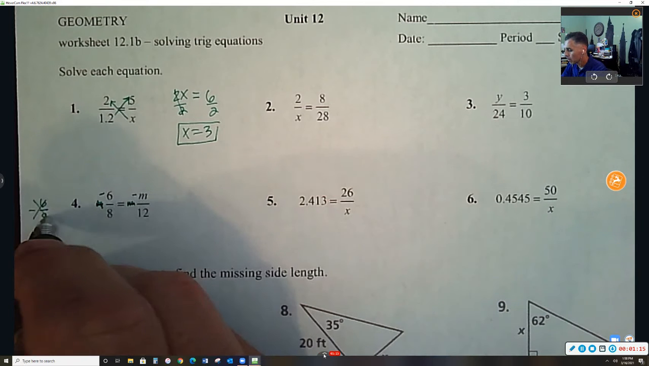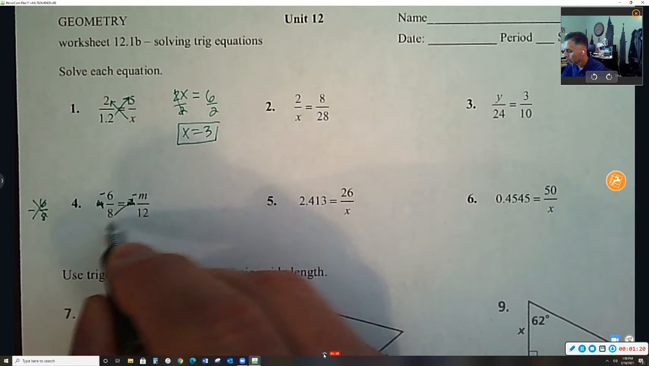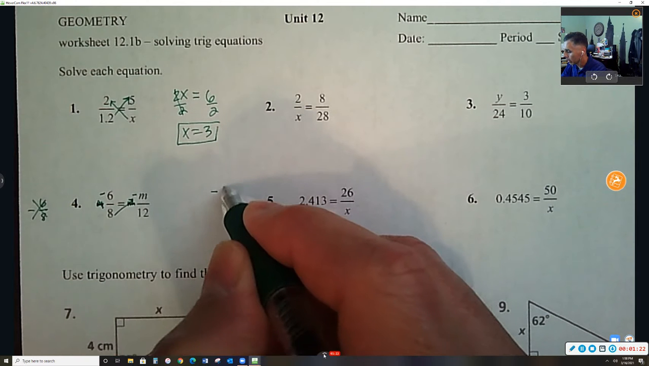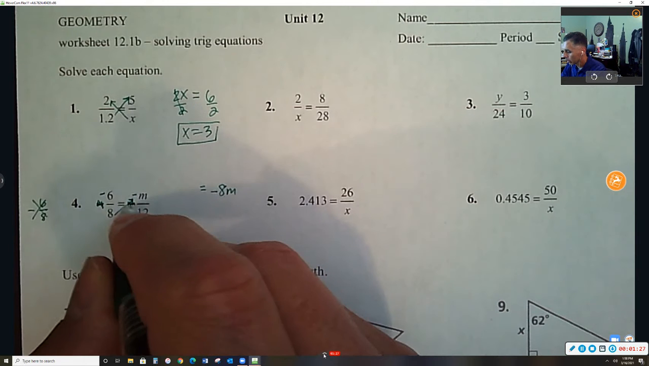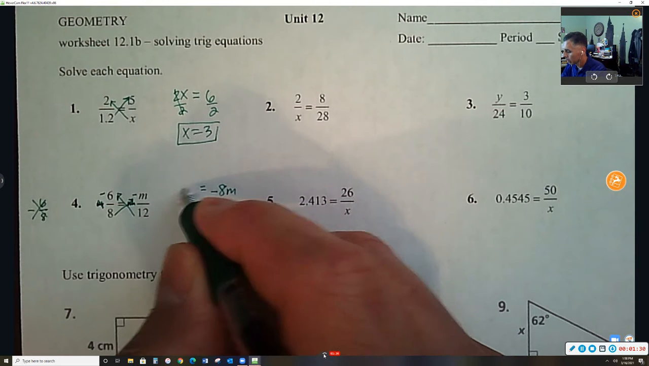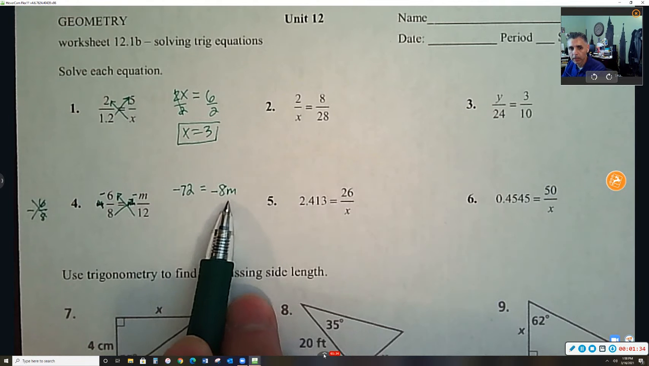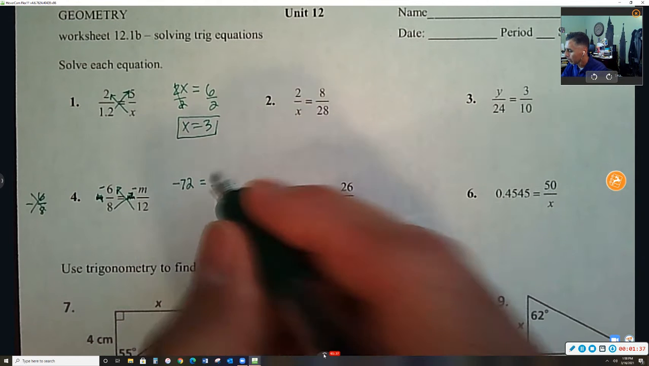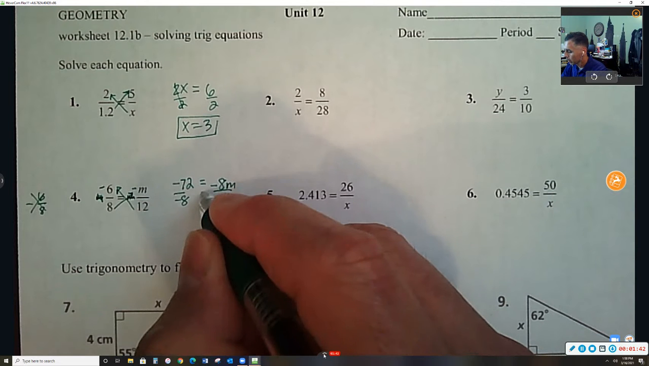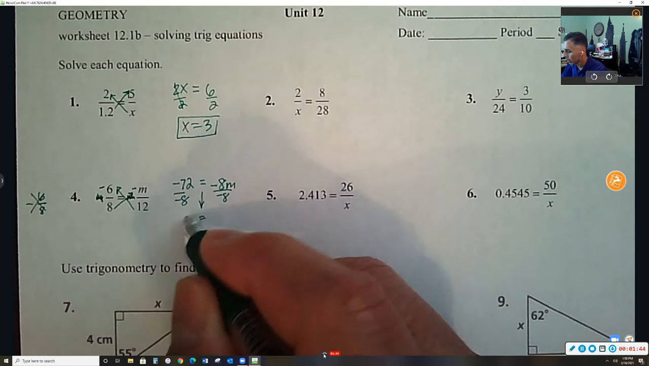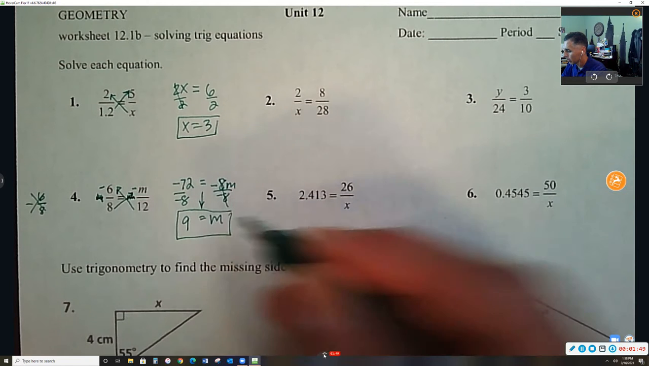Okay. So now when I do my cross products, I multiply 8 times negative n, that gives me negative 8n, and then 12 times negative 6, that's negative 72. My variables over here, I have negative 8 times n, so I'm going to divide both sides by negative 8. Bring down my equal sign, so that's 9, and that is m. So m equals 9 here.